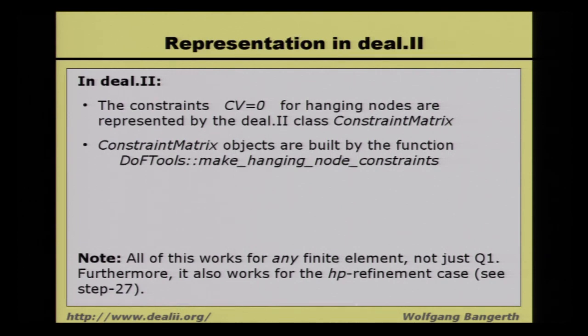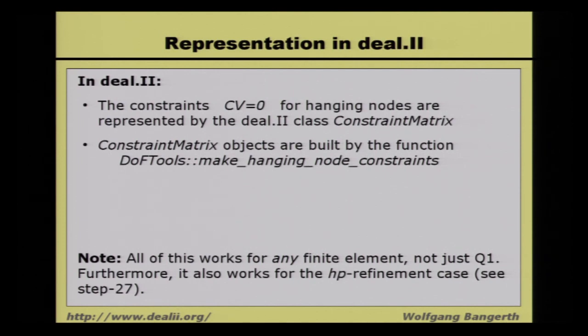I should also note that this constraint matrix is used in a number of other contexts as well. So in particular, you can do the same kind of argument, not just for H1 elements, but it also is true for things like, for example, Q2 elements, quadratic elements, or cubic elements. Or if you had, let's say, mixed elements where you want to solve a Stokes equation. You would want to solve with Q2 elements for the velocities and with P1 elements for the pressure, for example. If there's a hanging node, the constraint matrix takes care of it, and the function make_hanging_node_constraints builds this matrix.